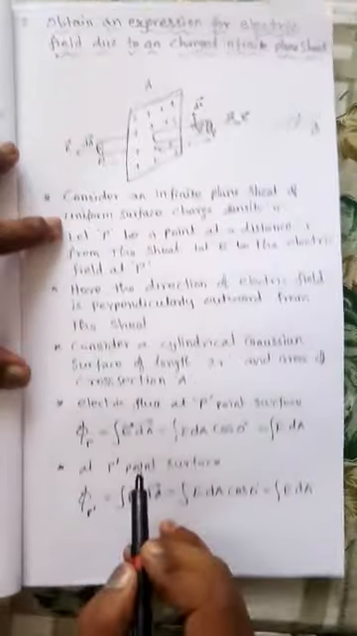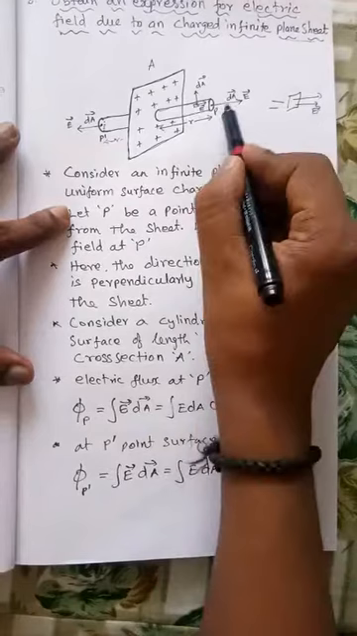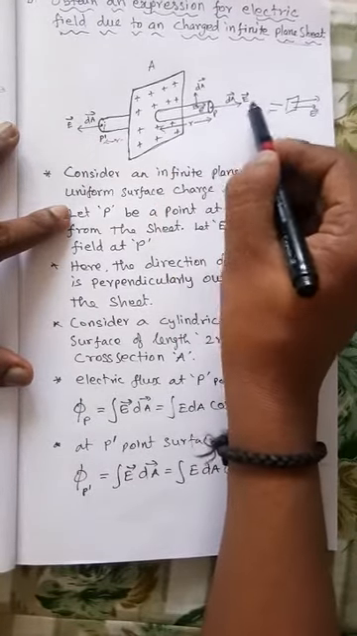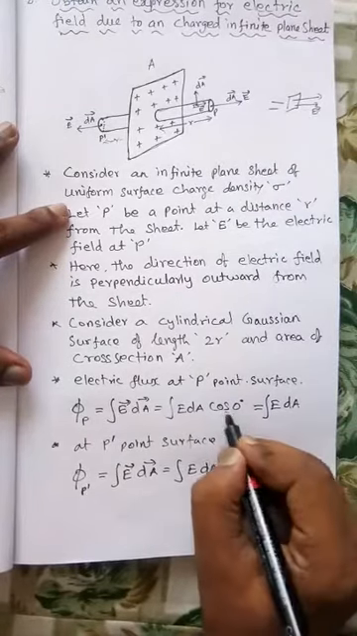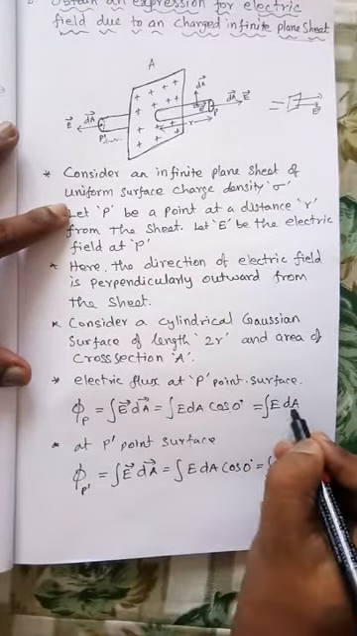First, the electric flux at the point P. So the same formula, integral of E dot dA, that is E dA cos theta. But here dA and E are in the same direction, which means zero angle. Theta will become 0, so cos 0 is 1. So it is the integration of E dA only.